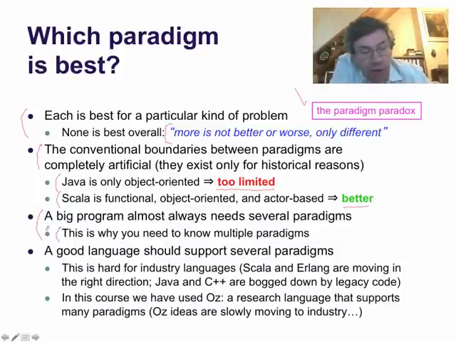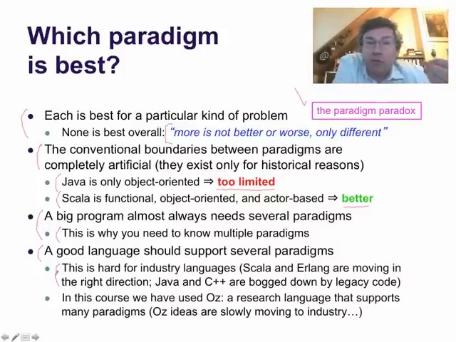So this is why you need to know it. And this is also why a good language should support several paradigms. This is hard to do. This is hard to do for an industry language because of legacy code. It's very hard to change existing things because of all the legacy code bogging things down. So really the way to do it is to have new languages.